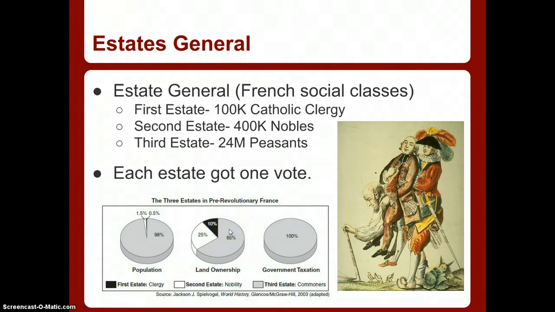And what's even worse, if we take a look at the government taxation, 100% of the funds is going to come from, yep, you guessed it, the third estate or the commoners. That means that the other estates are not helping or taxing in any way whatsoever. So you can see why the third estate is so upset at the economic infrastructure of France during this time. Best epitomized in this image right here, you can see this individual represents the third estate carrying the first and second estate.